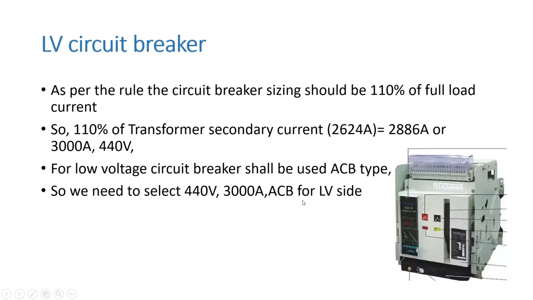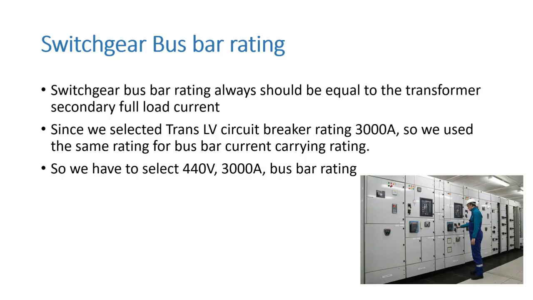Now we have finalized the LV circuit breaker rating. Now we will go to the switchgear bus bar ratings. The switchgear bus bar rating is very simple. As a rule, the switchgear bus bar rating should always be equal to the transformer secondary full load current. The secondary full load current we already selected as the LV circuit breaker, 3000 ampere, so we use the same rating for the switchgear bus bar. We have to select the switchgear bus bar 440 volt 3000 ampere continuous current rating.